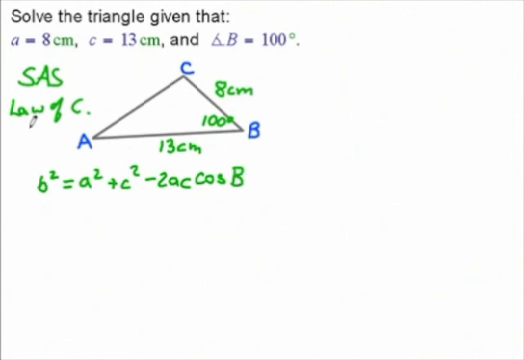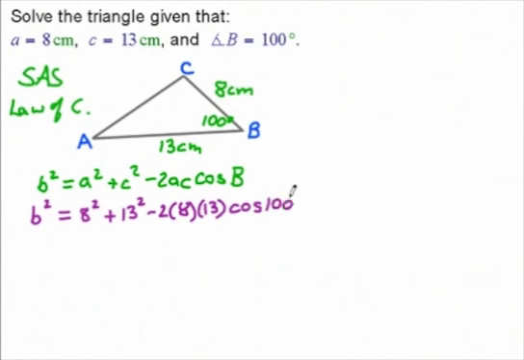Alright, so let's plug in all our information. B is the side we're looking for, so we'll leave that alone. A squared is 8 centimeters, so 8 squared. C is that 13, and then minus 2 times 8 times 13. And then finally cosine of that 100 degrees. Now to solve for B, all we're going to have to do is type all this into a calculator, get an answer, and then square root it. After typing into a calculator, you're going to get approximately b squared is 269.1 and a few other decimals. If we square root both sides, we get b is approximately 16.4 centimeters.